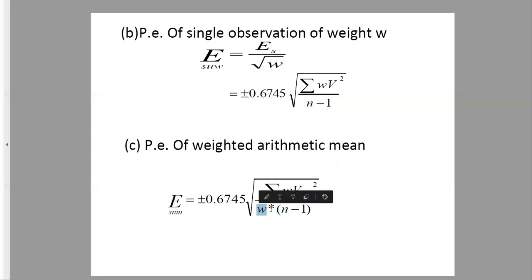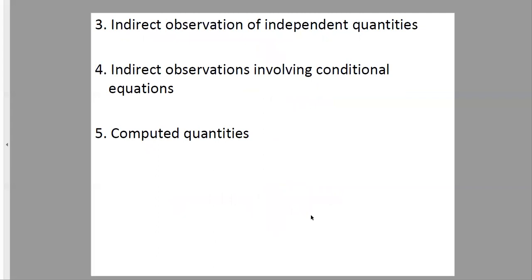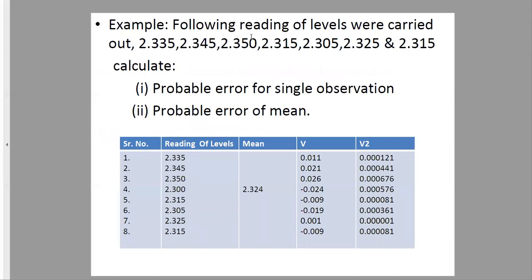Why this? Because W resembles here the number of repeated terms, so this will arise here also. Indirect observation of independent quantities. Indirect observations of involved conditional quantities and computed quantities. We'll see examples. Following readings of levels were carried out, that is 2.335, 2.345, and 2.350.